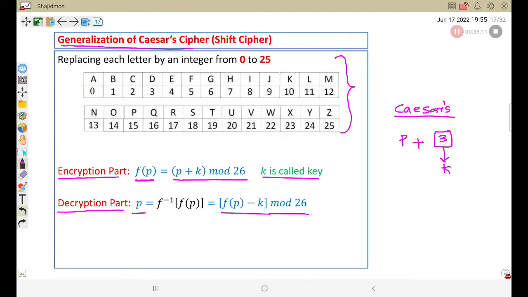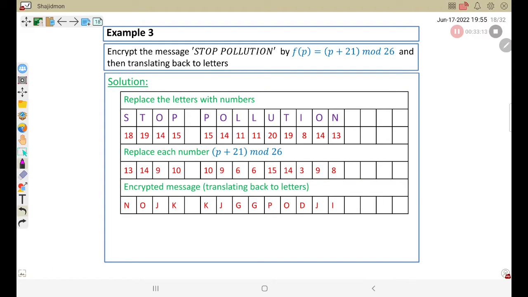Let's start one example so that you can understand more. Example 3: encrypt stop pollution, that is, we need to calculate f of p, by using the transformation f of p equal to p plus 21. See the key number 21 here, not 3. If it is 3, it is Caesar cipher; other than 3 it is shift cipher or generalized Caesar cipher. So p plus 21 mod 26.